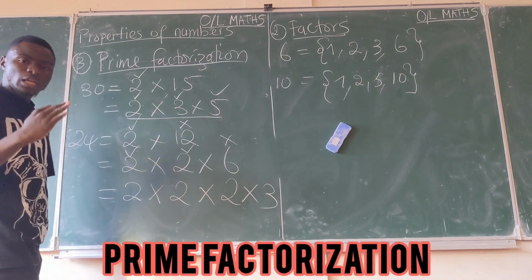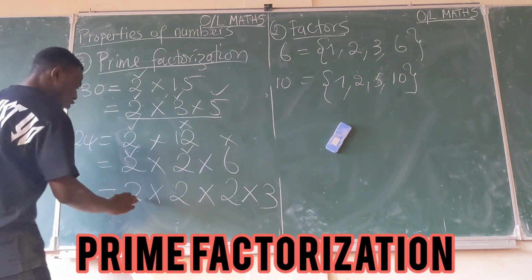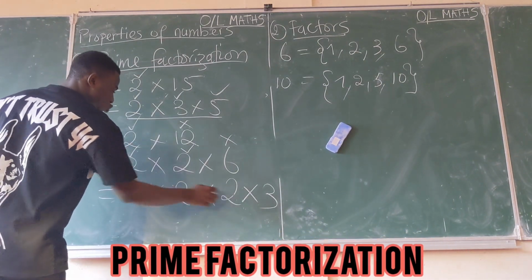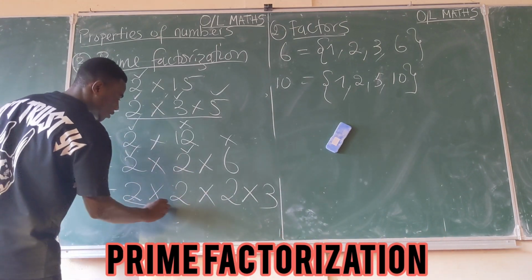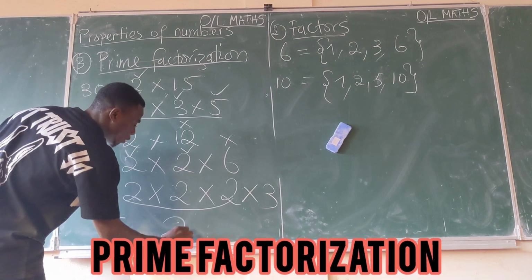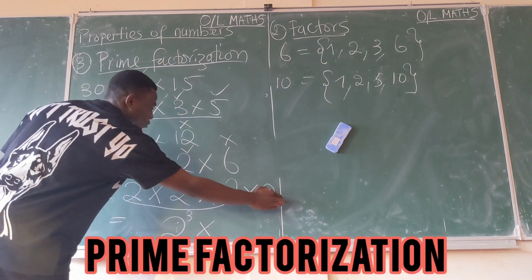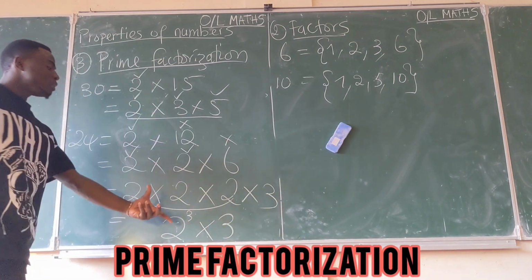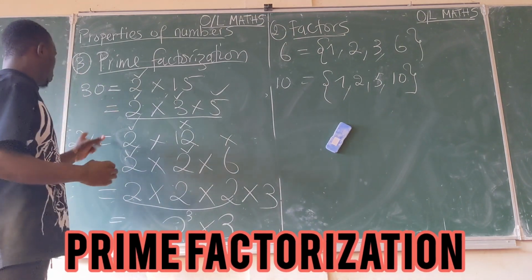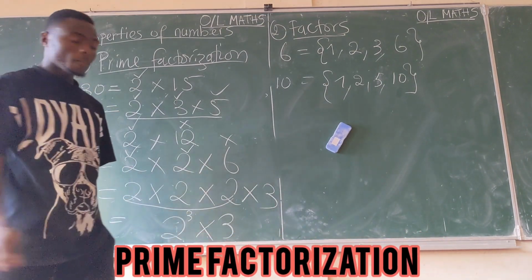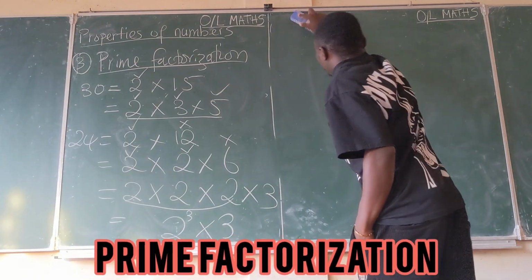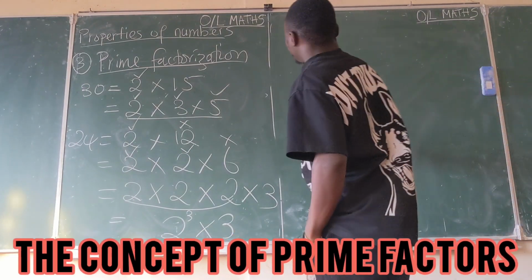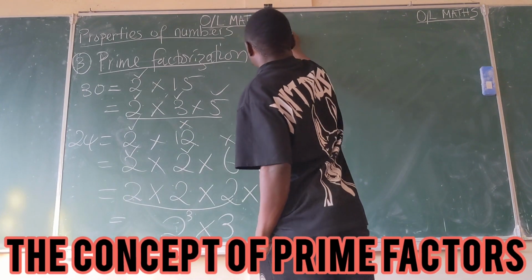But from your knowledge of indices, or the concept of notation, 2 times 2 times 2, 2 has repeated itself 3 times. So all of these can be written as 2 raised to the power 3 and then multiplied by 3. This simply means that we have expressed 24 as a product of its prime factors. Now, to this effect, we are going to look at the concept of what? Prime factors.